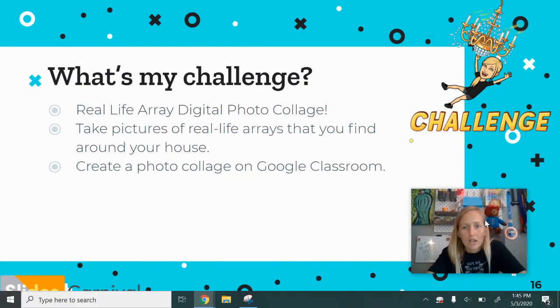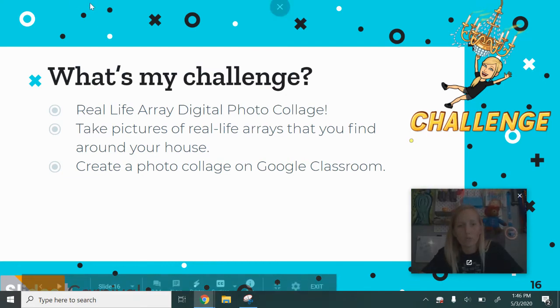All right, so for your challenge, I do want to go over how to do it as well. This one is going to take just a little bit of parent help. Do your best on it. And you may need a little bit of parent help to get your pictures and to get them uploaded to the computer. So you're going to make your own real life array, a digital photo collage. You're going to take pictures of real life arrays that you find around your house. Then create a photo collage on Google Classroom.